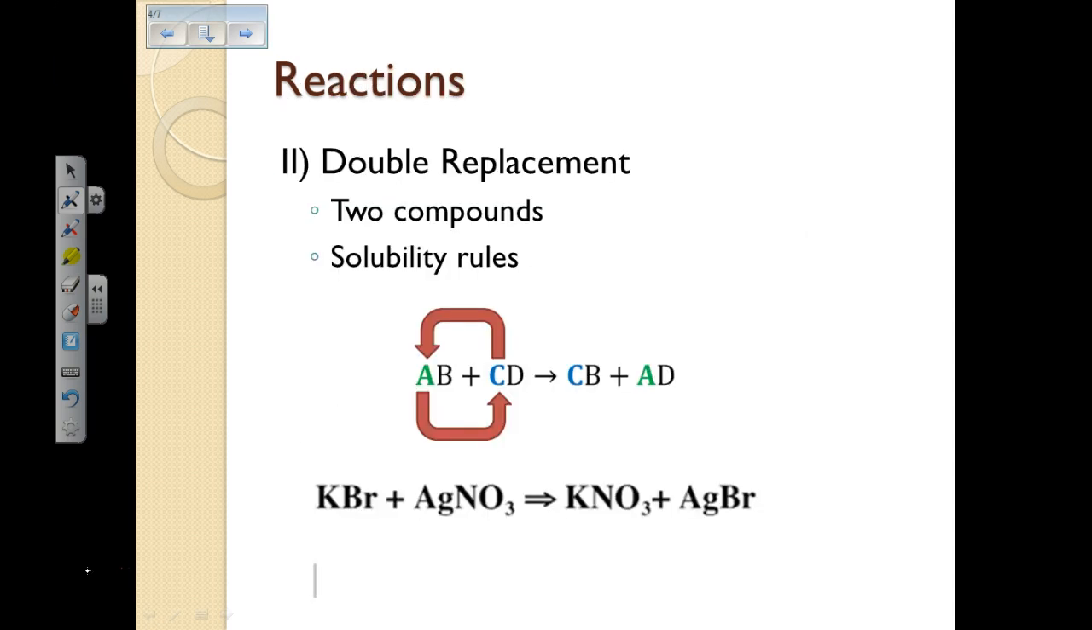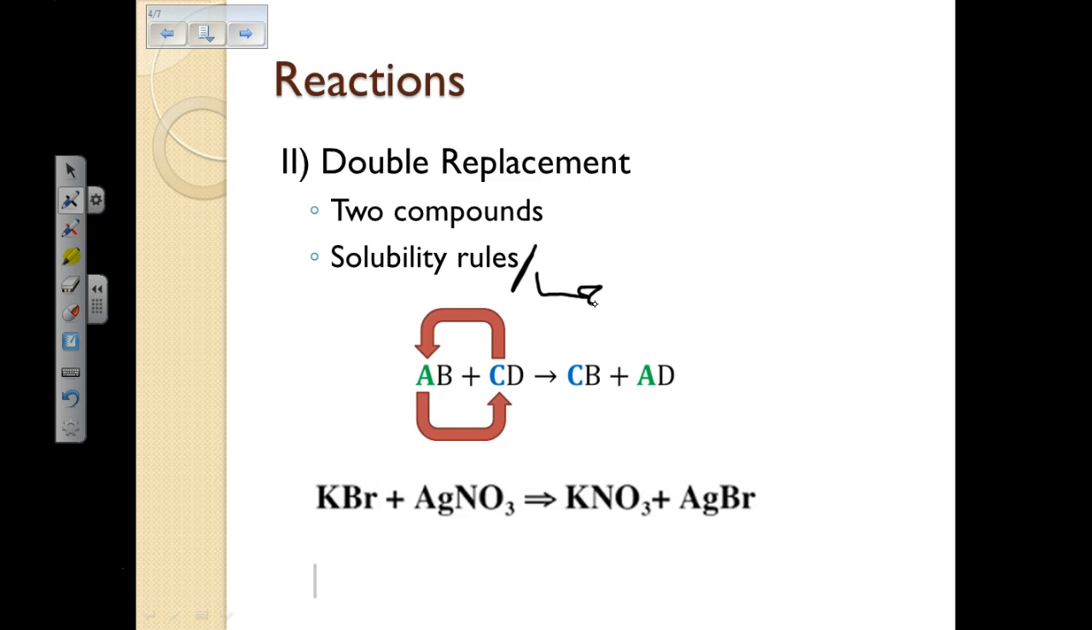But to get to the reaction, these are double replacement reactions, and a double replacement reaction will start with two compounds, and typically we have to worry about solubility rules, or whether things dissolve or not. And while that's not for this video, I think that it's important to keep those in mind for later on.